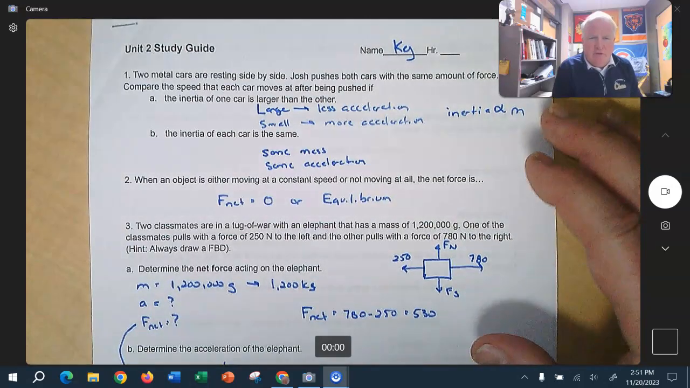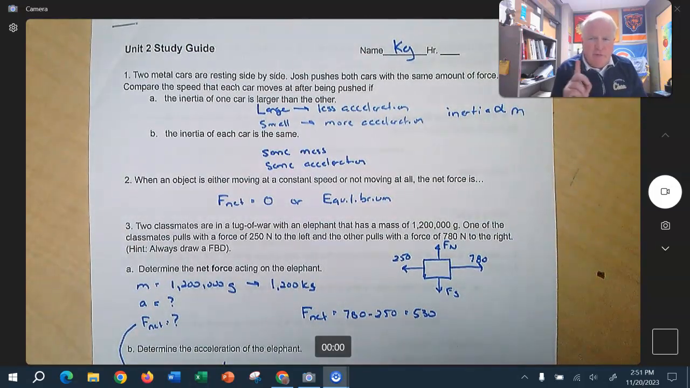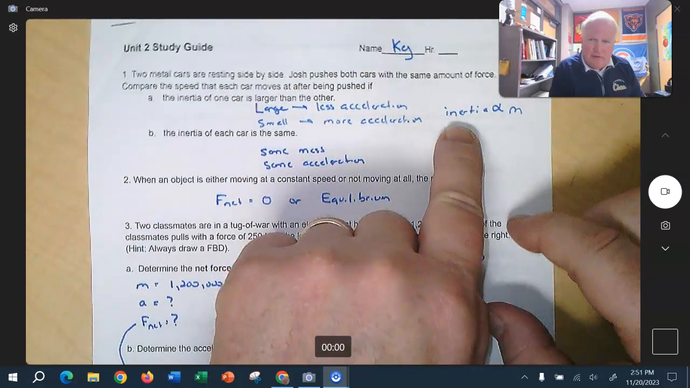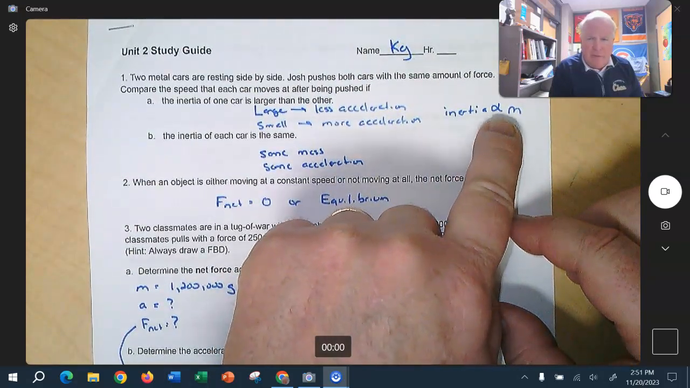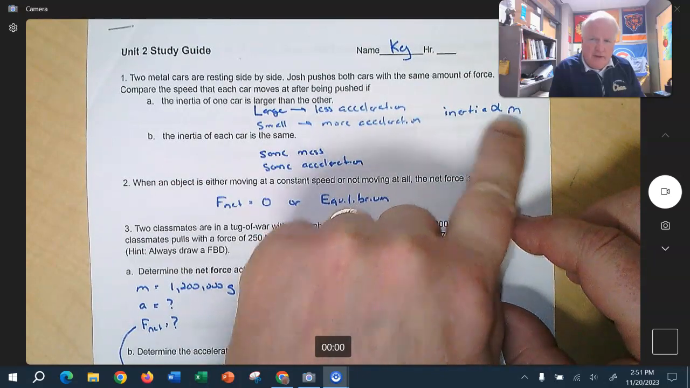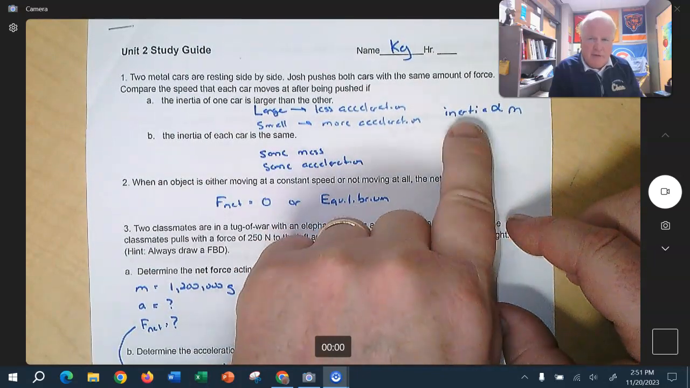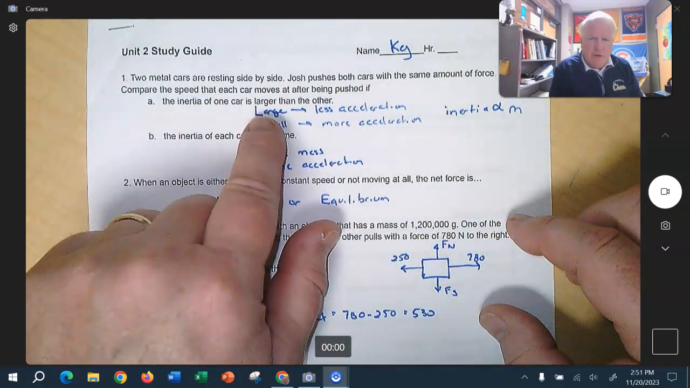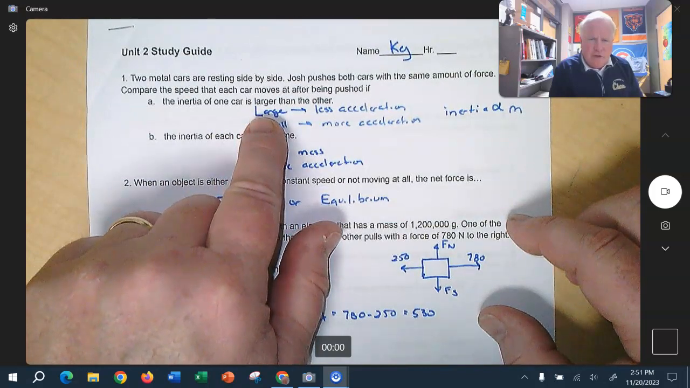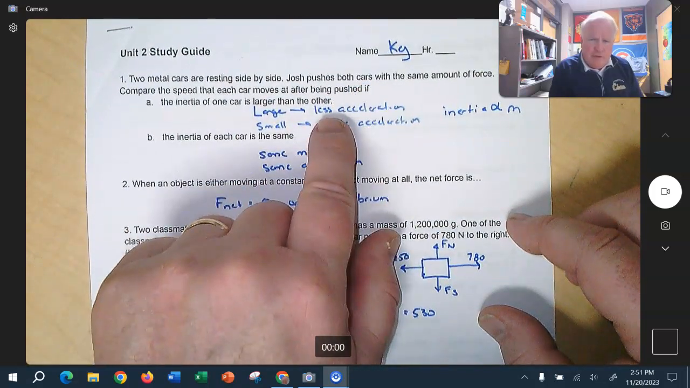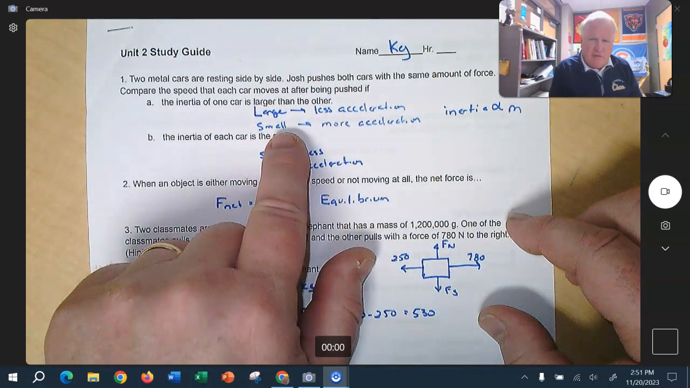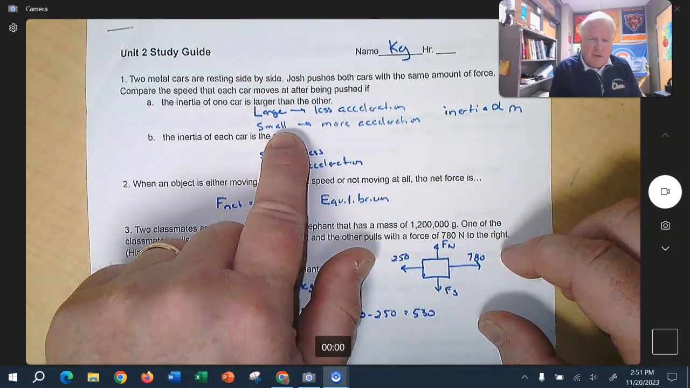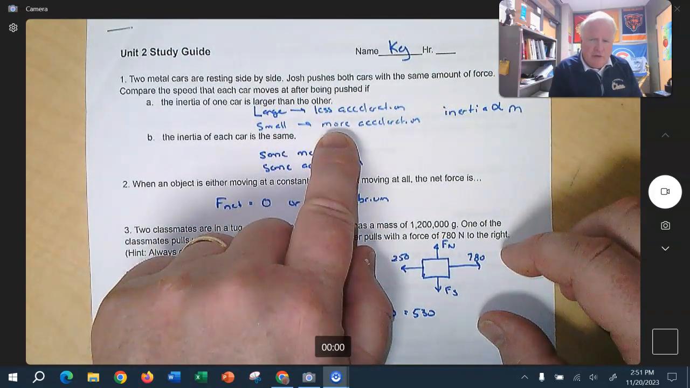So the first question talks about inertia. Remember, inertia is Newton's first law, and inertia is the same thing as mass. It's proportional, meaning that the higher the mass, the higher the inertia. The lower the mass, the lower the inertia. So if you have a large inertia and you have the same force, you should have less acceleration. And if you have small inertia, you'll have more acceleration.